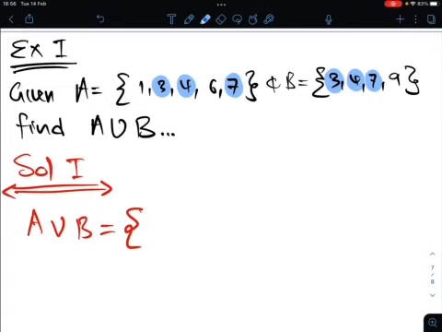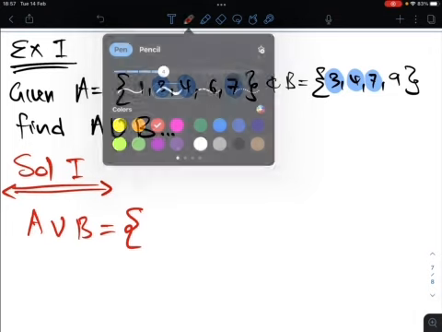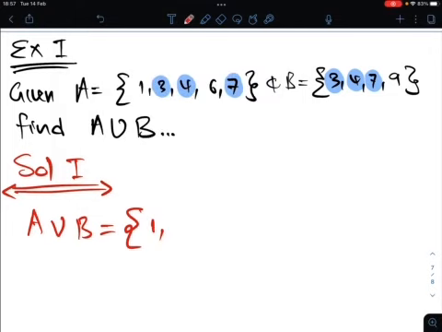When you are forming a union of two sets, you do not repeat elements that appear in both sets. Even if an element is in one set and also in the other set, you only put one representative of that element in the union. Which means the union in this particular case will be: 1, 3, 4, 6, 7, 9. So this is how we determine the union.